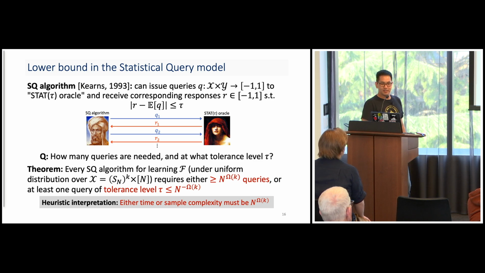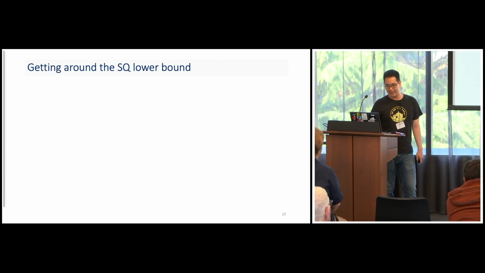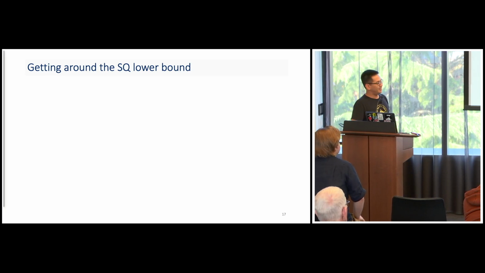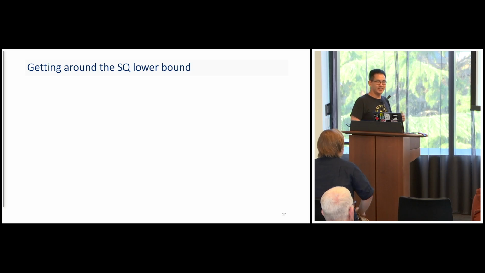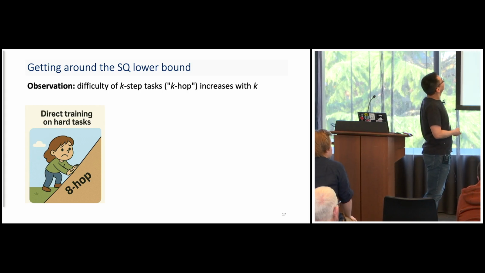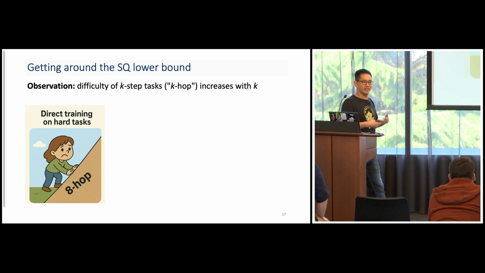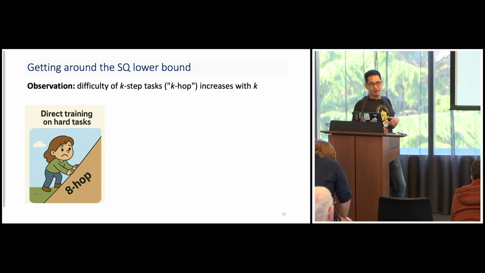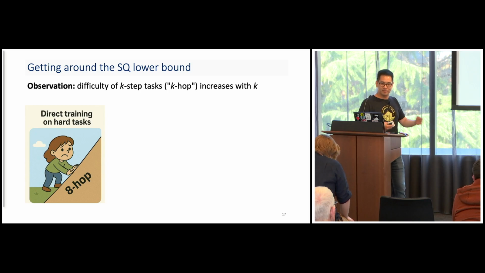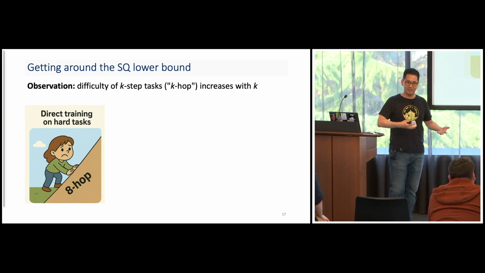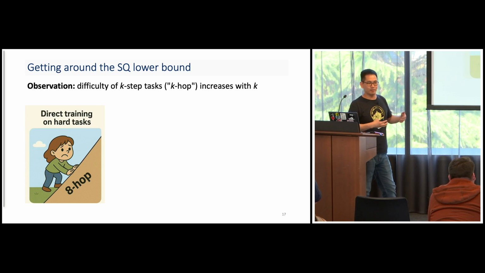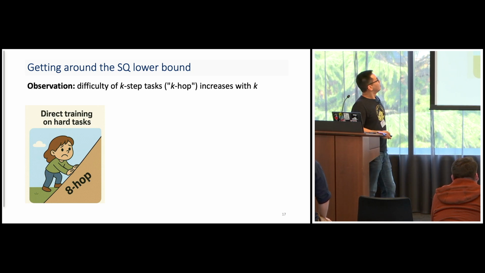Okay, so that's kind of bad news. But finally, the positive result we have, maybe kind of obvious in retrospect, is that you can get around this by changing what information you get during training time. The observation is that even if you forget about learning, just in terms of representing these concepts, they seem to be harder when k is larger. You need to compose more functions. The task is harder, and so you need to spend more. At least the representational complexity is higher. In some sense, these are the harder tasks.